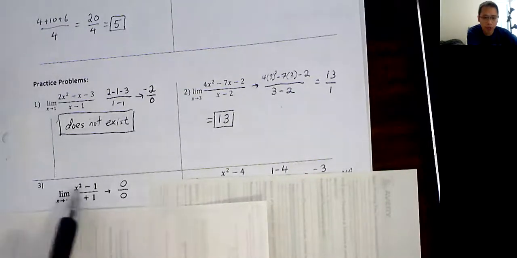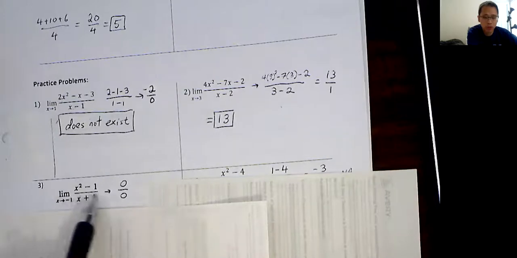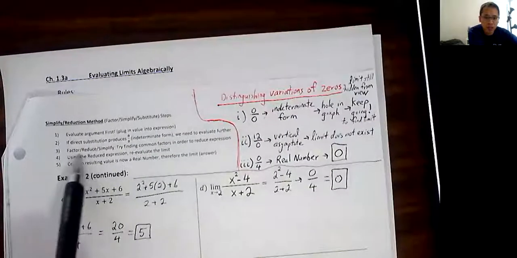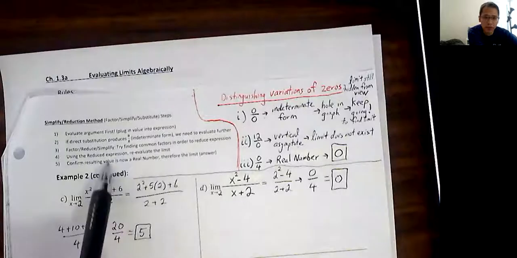Okay, so we can do a little bit of work in this numerator. There's something hiding behind this x squared minus 1 that if we can get into factored form, we can identify common factors. And once we identify common factors, we can reduce and simplify and then reevaluate.